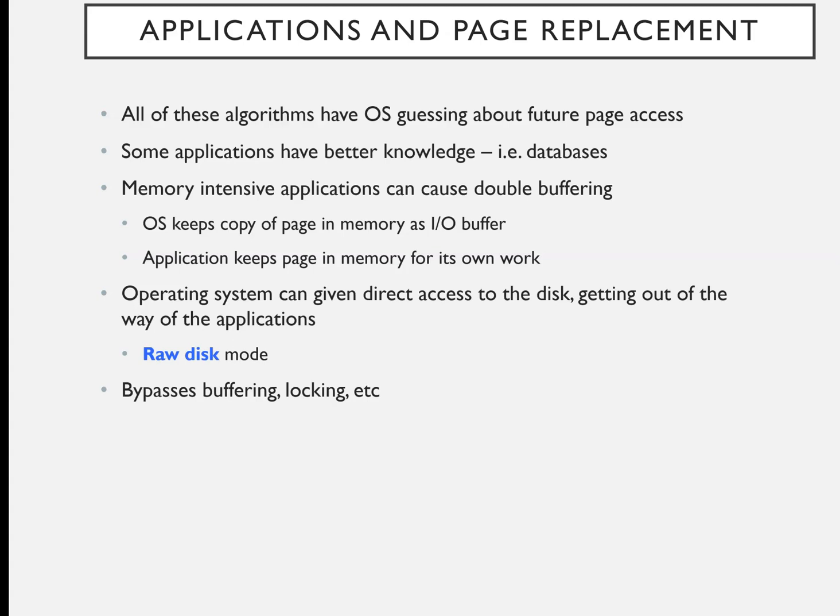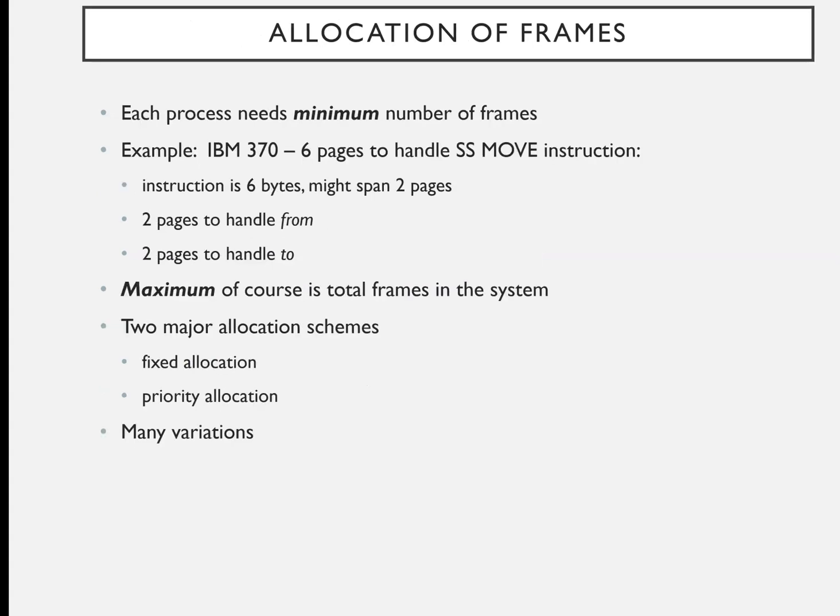An OS can be given direct access to the disk and get out of the way of the applications. Raw disk mode is an example of this. Oracle database uses it. This bypasses buffers, locking, etc., and leaves the application responsible for that.